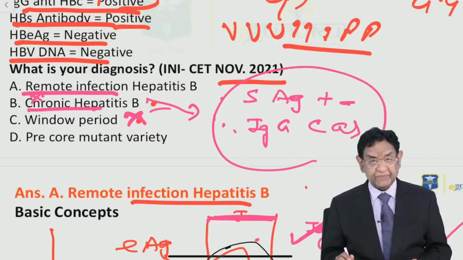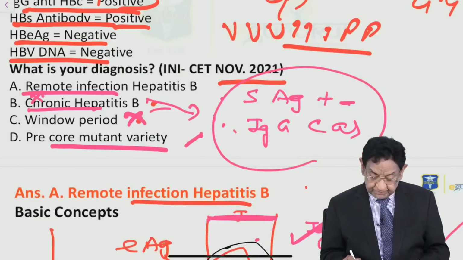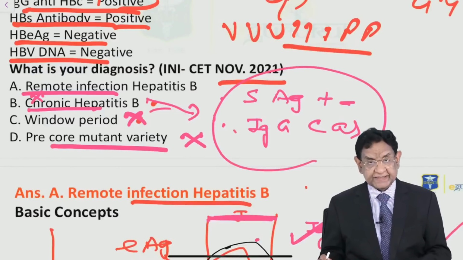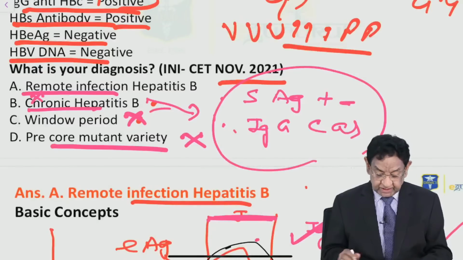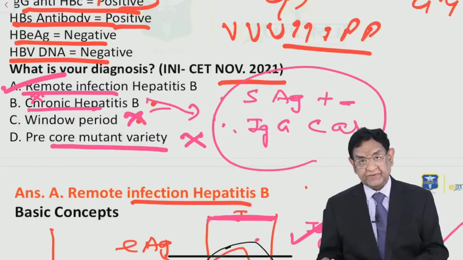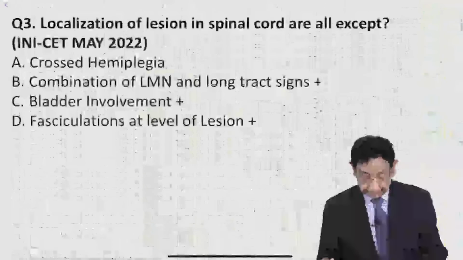Window period, no. Window period is altogether a different entity, and this is not a pre-mutant variety, no. There's nothing to do with pre-mutant. It's a question on serology. So now you are clear about it, why the best answer is remote infection of hepatitis B.